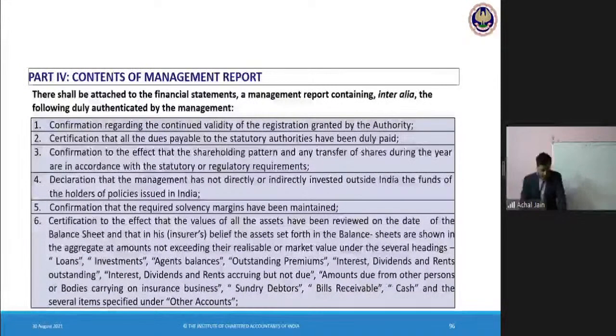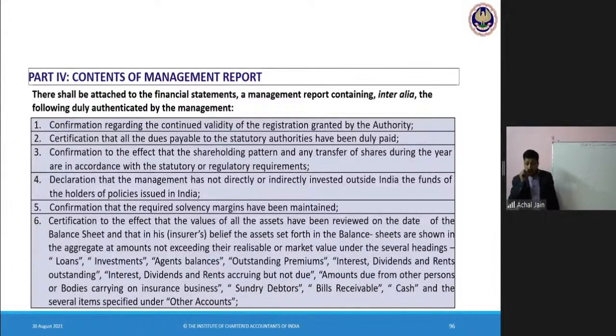Confirmation regarding the continued validity of registration. This is required to be captured. Certification that dues payable to statutory authorities required to be specified. Shareholding pattern, transfer of shares, similar requirement. Confirmation regarding the solvency margins required to be specified.